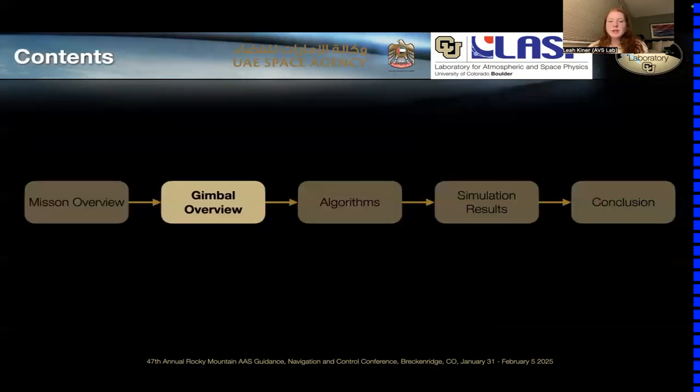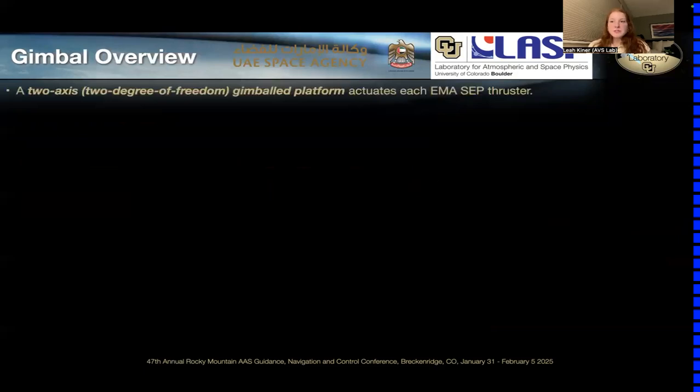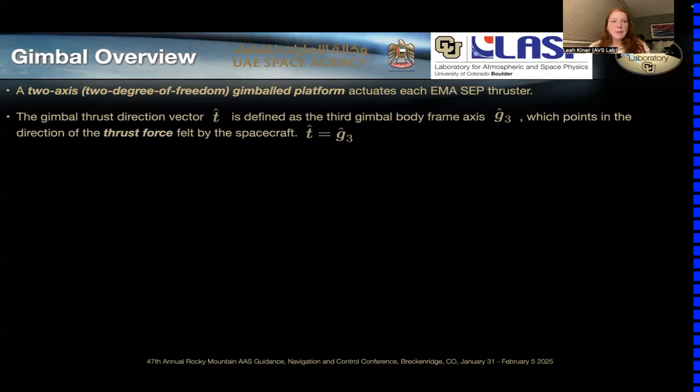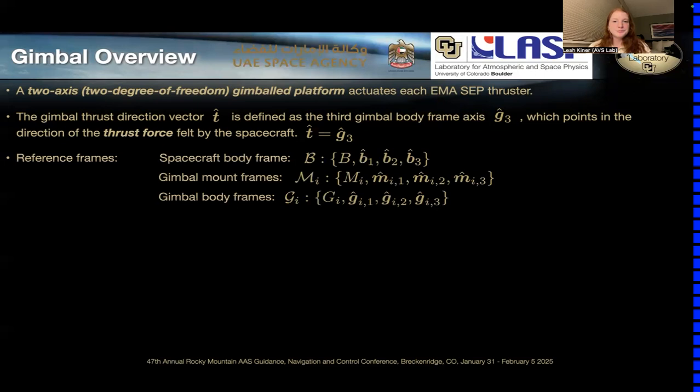So next, I will give an overview of these 2-axis gimbals. So specifically, a 2-axis, 2 degree of freedom gimbal platform is what actuates each EMA SEP thruster. The thrust direction vector t-hat is defined as the third gimbal body frame axis G3, which points in the direction of the thrust force felt by the spacecraft, which is opposite to the ejection of particles from the thruster.